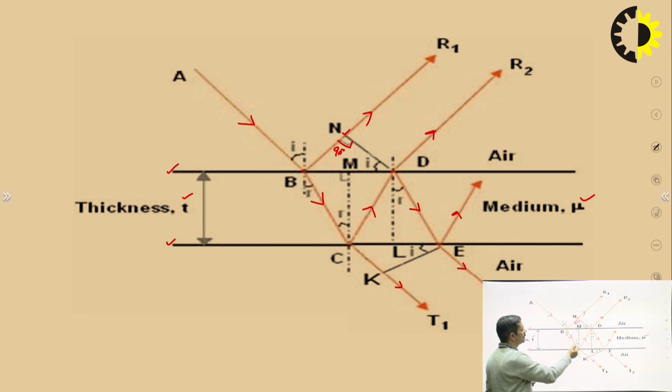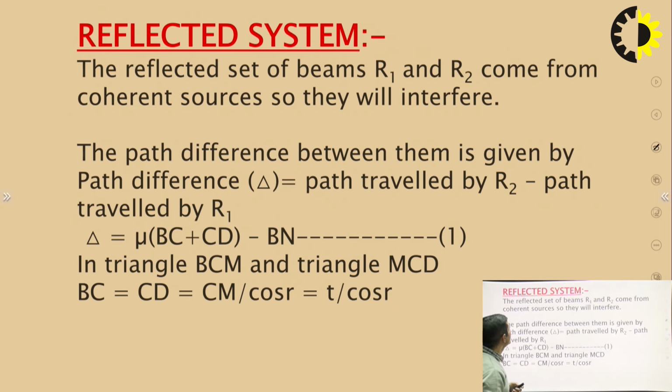To find the path difference, it will be the distance traveled by the R2 ray, that means BC plus CD in a medium of refractive index mu, and the R1 ray will travel the path BN in air. So the path difference between the R1 and R2 rays is given by this relation: the path traveled by R2 ray minus the path traveled by R1 ray.